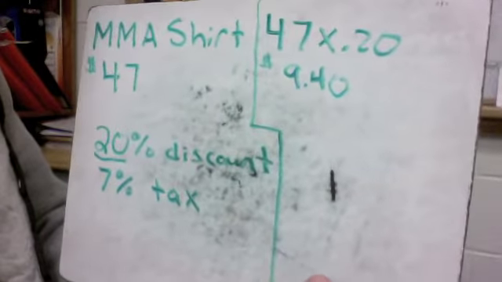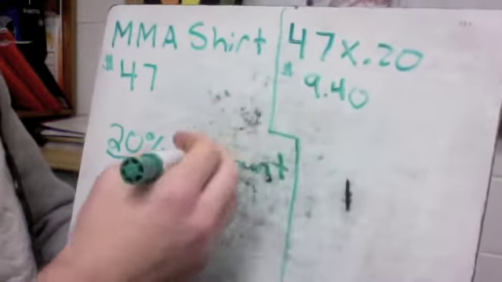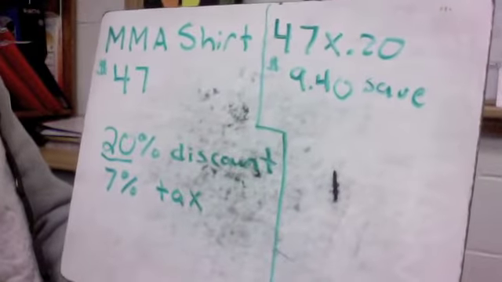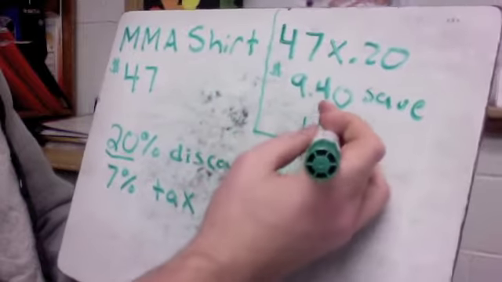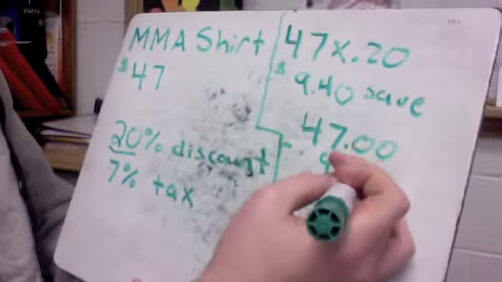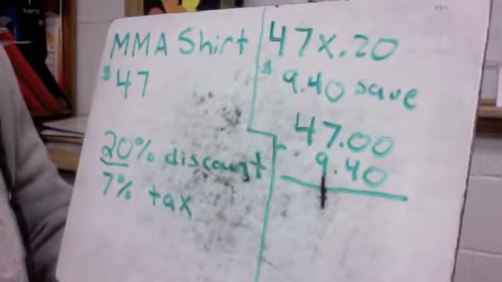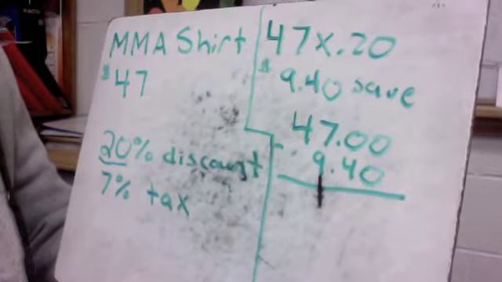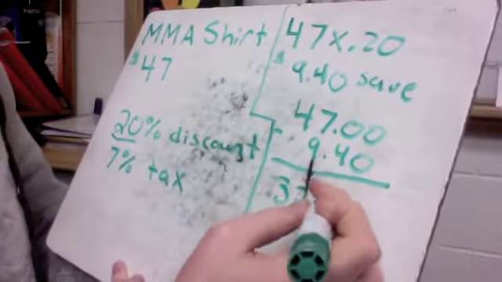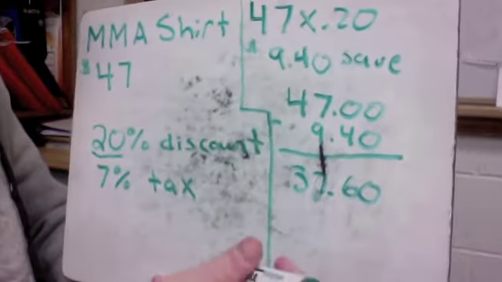I find that it always helps when you're going through these problems that you label things. So I know that 20% is the discount, so I'm going to put a save beside this. That's not how much he actually pays for it. If I did it this way, now I just need to do $47, take away what he saves, because that's a discount, we get that off. And if I do 47, take away $9.40, I'm going to come up with $37.60. Okay, that's one way you could do this.